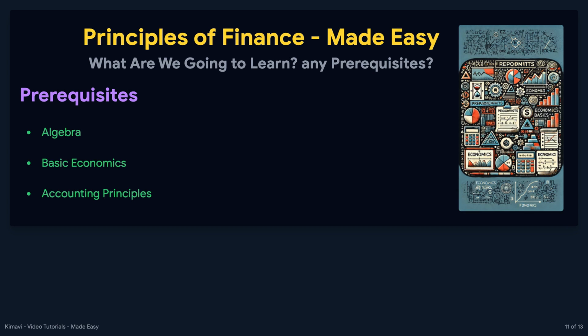To succeed in this course, you should have a basic understanding of algebra, which includes the ability to solve equations and understand functions; basic economics, which involves familiarity with supply and demand, market structures, and economic indicators; and accounting principles, which cover basic accounting concepts and financial statements. Having these prerequisites will help you grasp the financial concepts and apply them effectively.